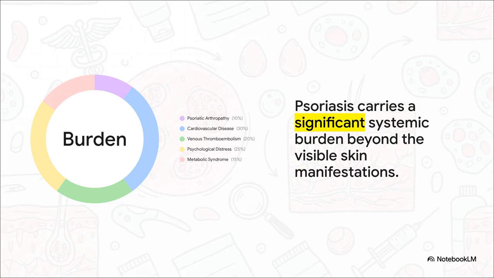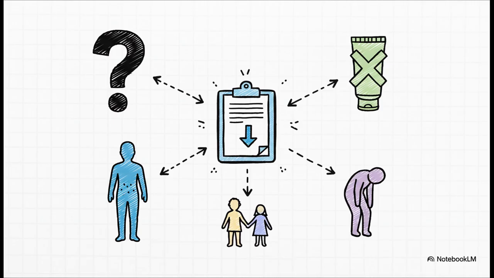About 10% of patients will develop psoriatic arthritis. But on top of that, we see higher risks of heart disease, blood clots, metabolic syndrome, and we can't forget the very real psychological distress that comes with having a chronic, visible condition like this. So, when do you refer? The NICE guidelines are super clear on this.